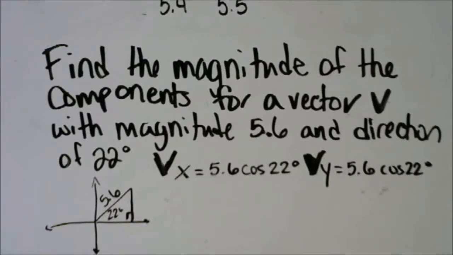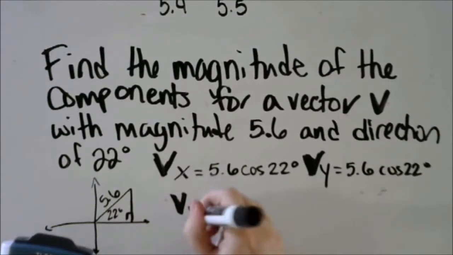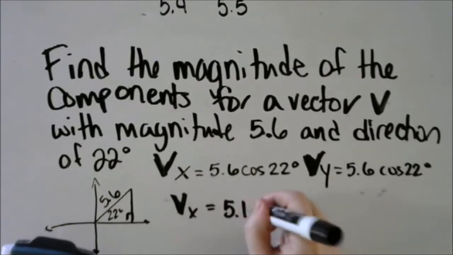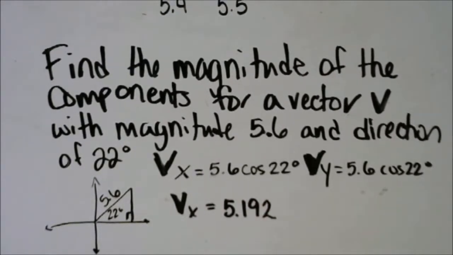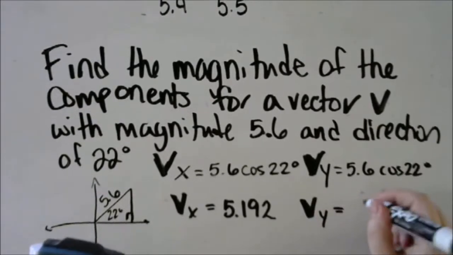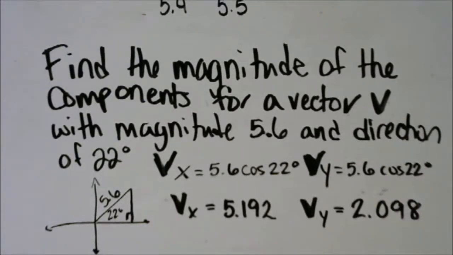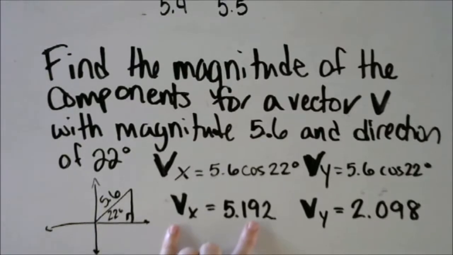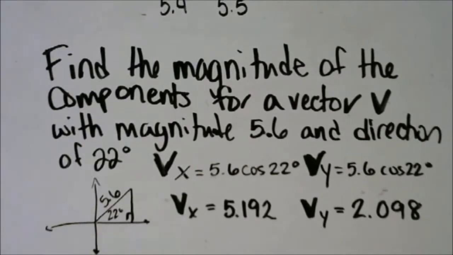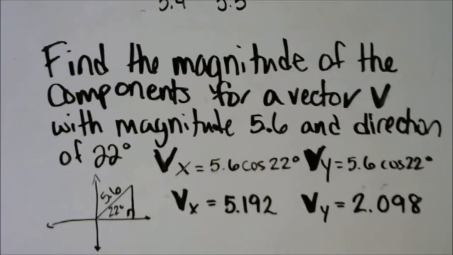Make sure your mode is in degrees, which I'm checking on my calculator. And then simply type in 5.6 cosine 22. So Vx, or the magnitude of the horizontal component, is 5.192, and Vy, which is the vertical component of the vector, is 2.098. And so I can see that for a vector with 22 degrees, the horizontal component has a larger magnitude than the vertical component.